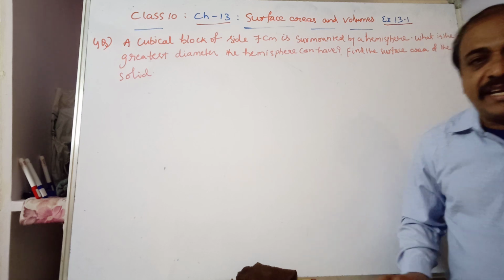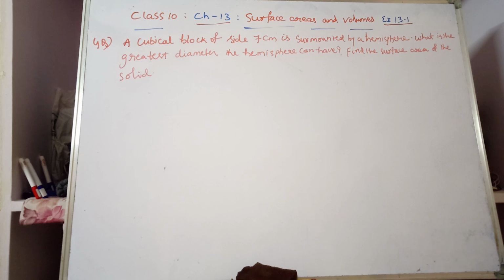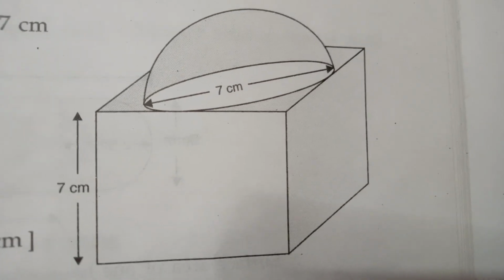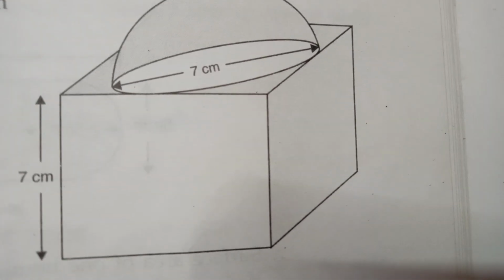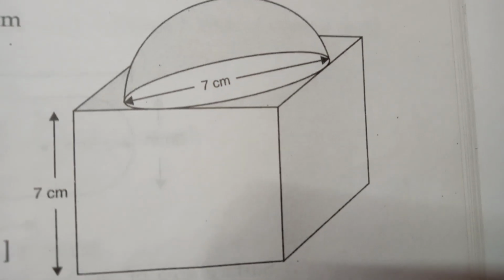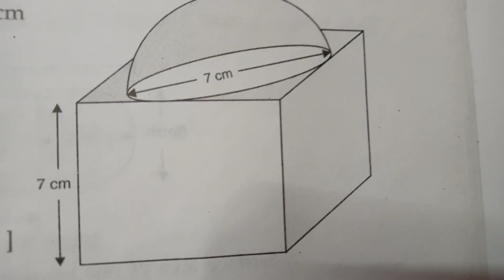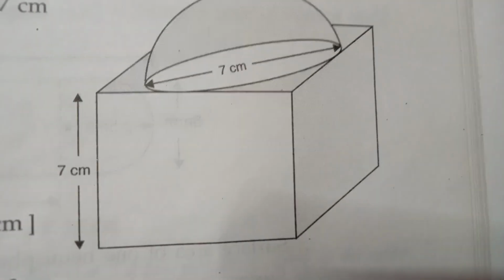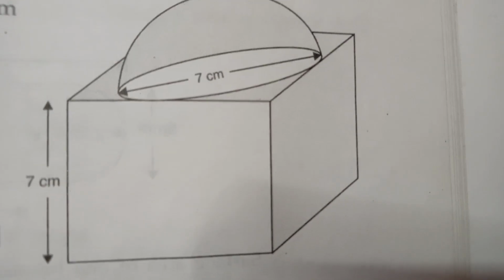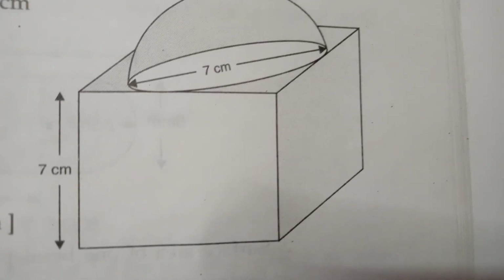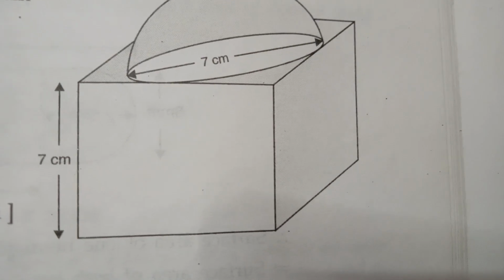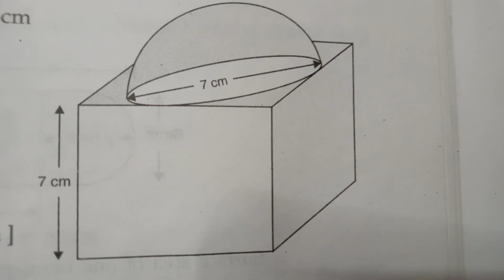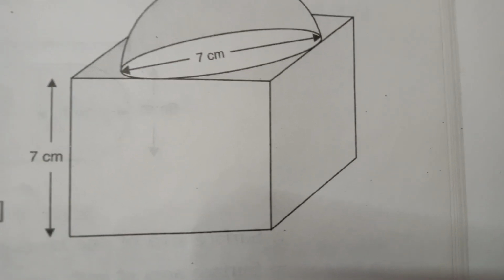Let us see how the diagram appears. So this is the diagram. Down is the cubical block, and on the top you are observing a hemisphere. Is it covering the full space on the cubical block on the top? No, it is not covering. So the greatest diameter which it can have is 7 centimeter, which is equal to the side of the cube.